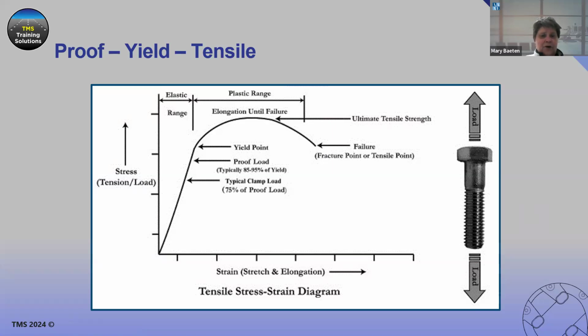We try to create a proof load, which is a number that's typically 85 to 95% of the yield point. We do that for some safety factor. An additional safety factor, we set the clamp load at 75% of the proof load. Again, I want to stress, if you over tighten a bolt, it will yield, but it will look okay, but it is not going to sustain any clamp load within the bolt.